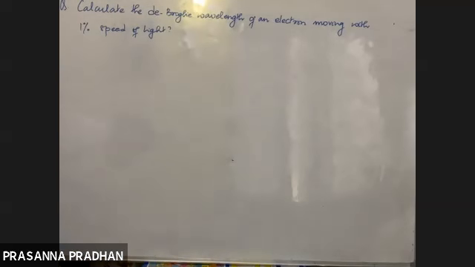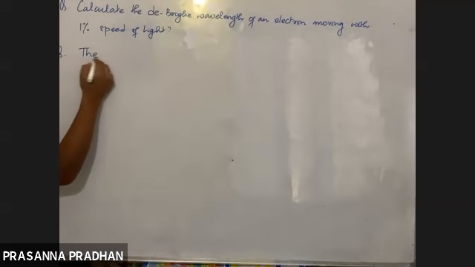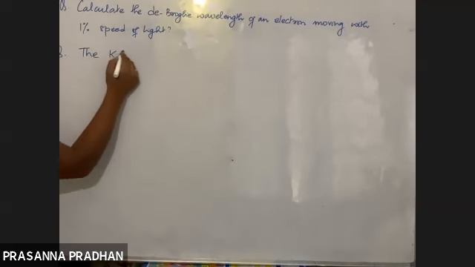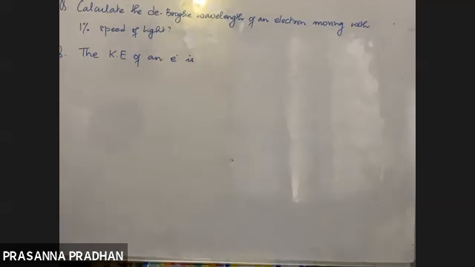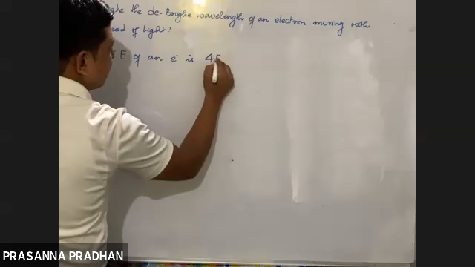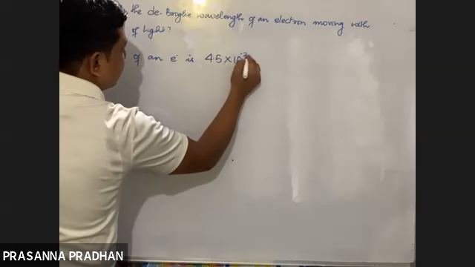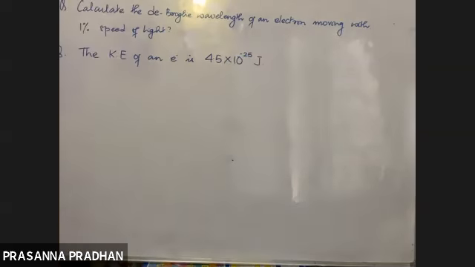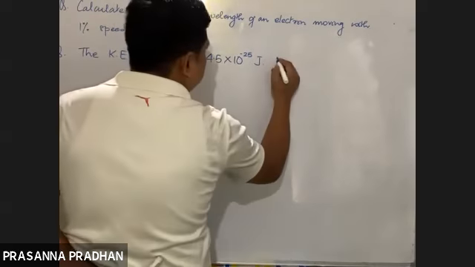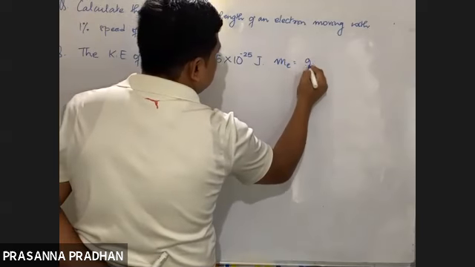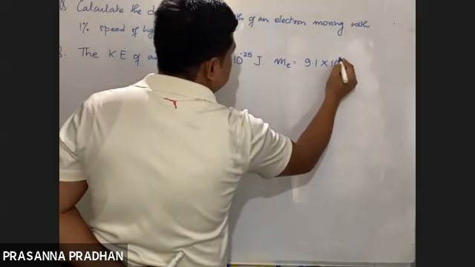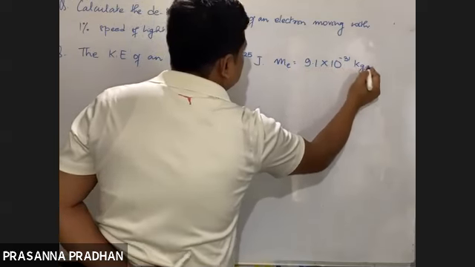So one more question. The next question is: the kinetic energy of an electron is 4.5 into 10 power minus 25 joule. The mass of an electron, बताइए, is equal to कितना है? How much did you write? 9.1 into 10 power minus 31 kg.